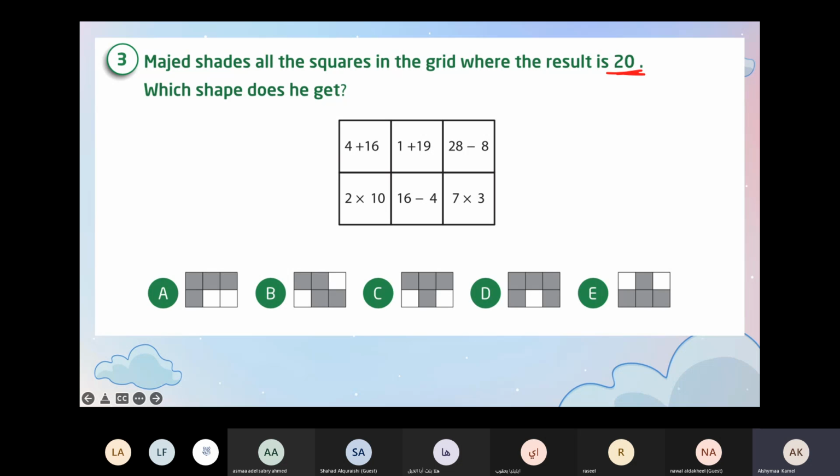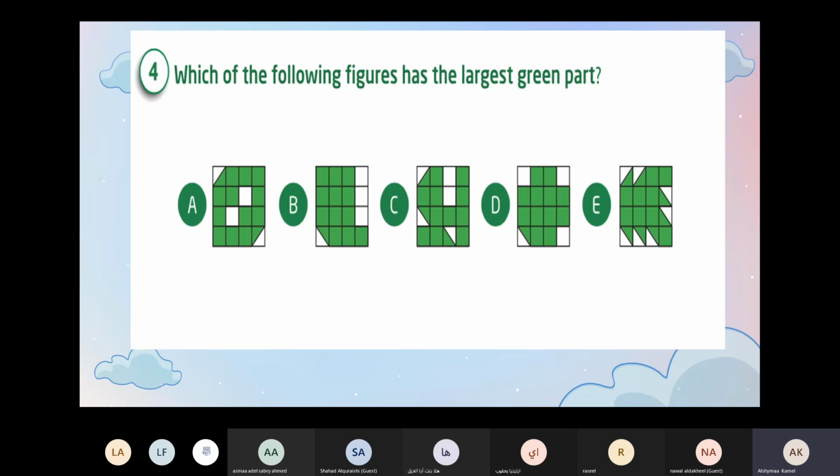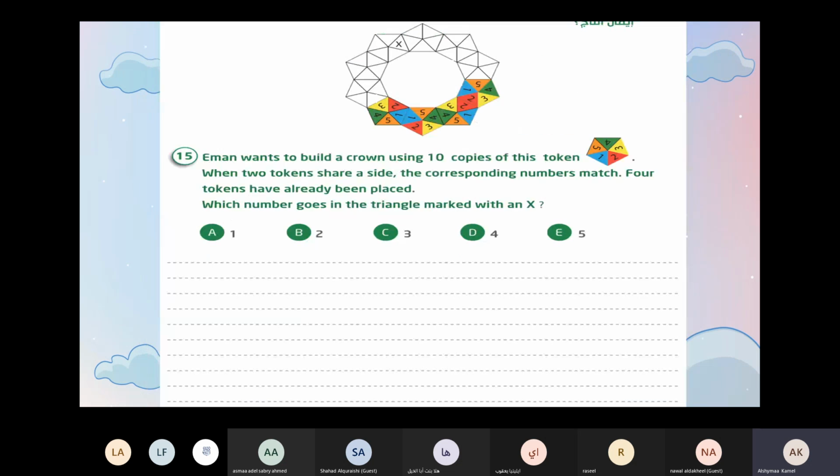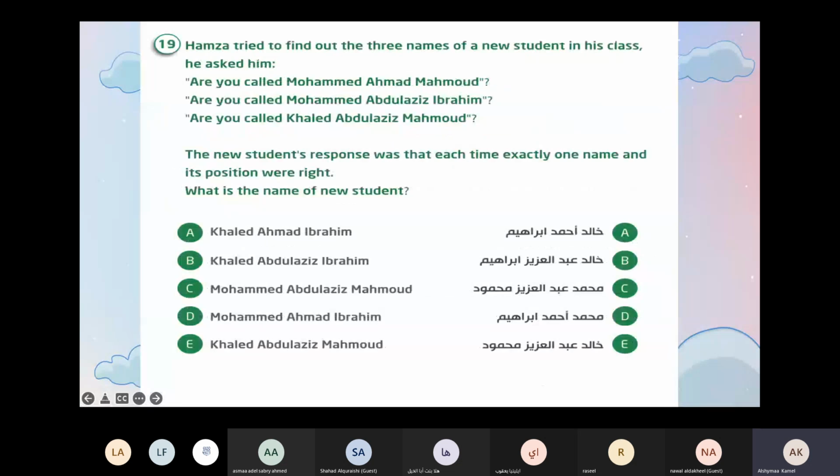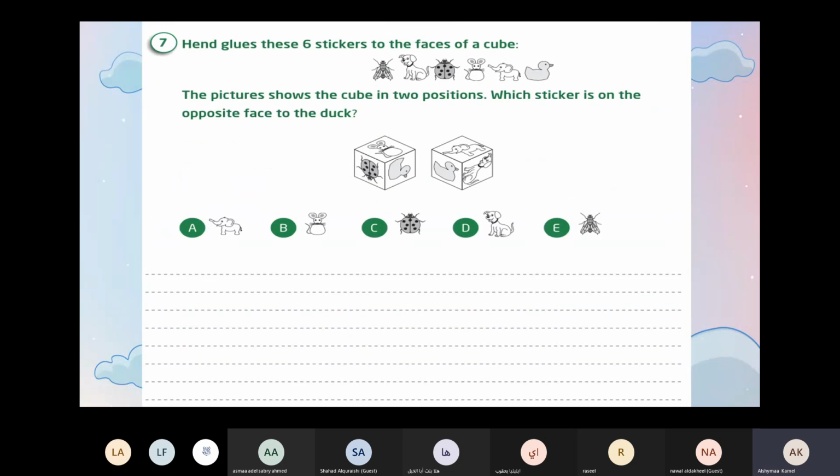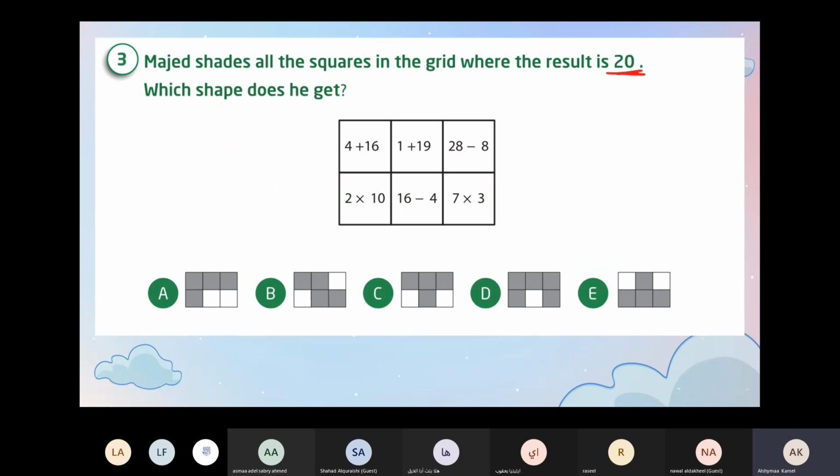Majid shades all the squares in the grid where the result is 20. Which shape does he get? The first thing I want to know is which choices have the result 20. Then I will shade it and see which choice my picture looks like. I will start to add: 4 plus 16 equals 20.